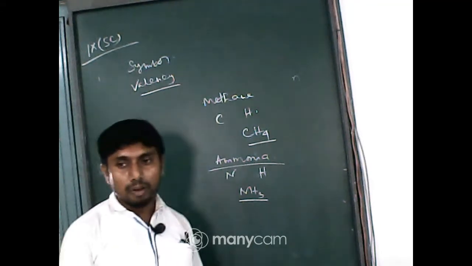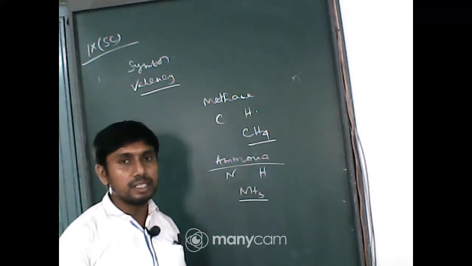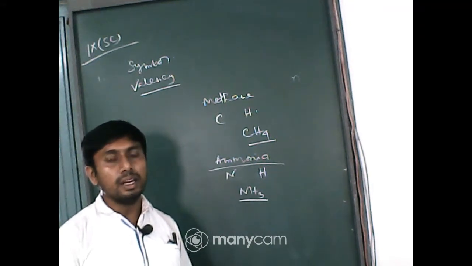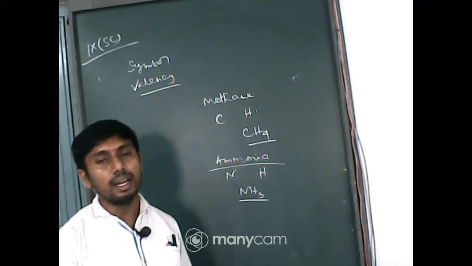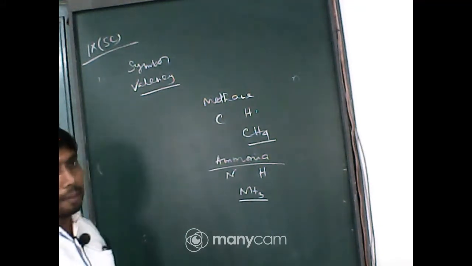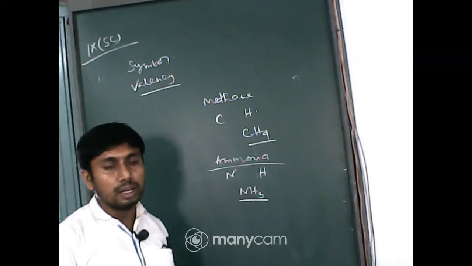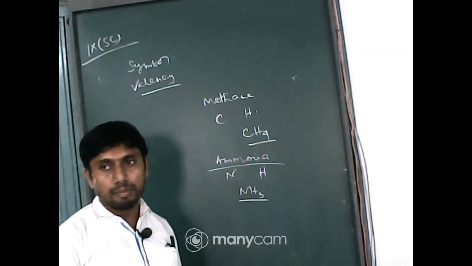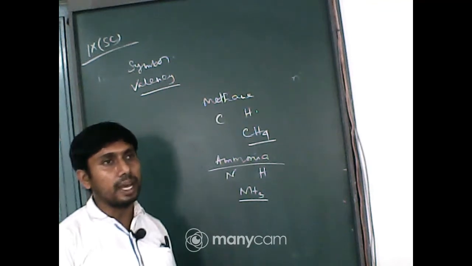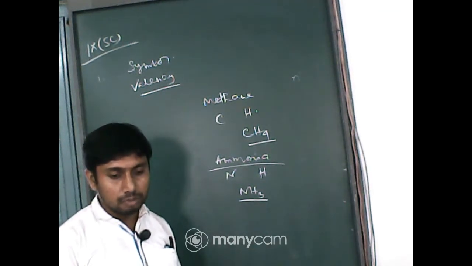Okay. Now, when there are ionic compounds, then how to represent their formula? I have told you about the symbol and also the valency of that particular ion. It may be cation or anion. What is cation?